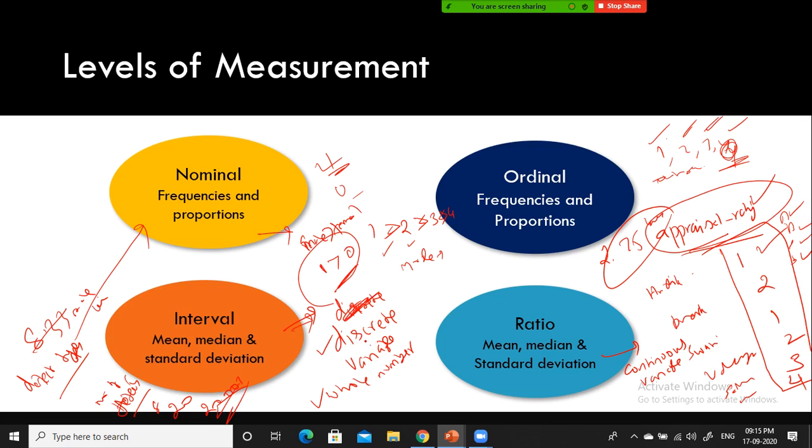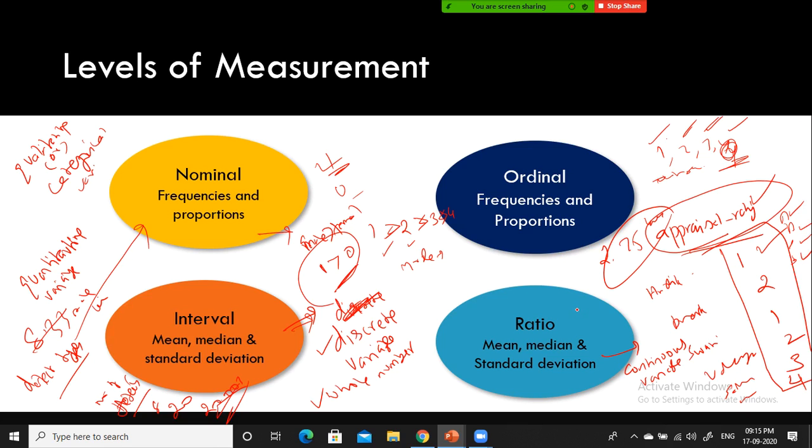It is a quantitative variable. The interval and ratio are also called quantitative variables. Both of them are called quantitative variables, and these two are called qualitative variables, or we call this a categorical variable. There is a difference between these two. In the case of ordinal, intrinsically it has some order in it. When it comes to interval, it is a whole number, whereas ratio is a continuous number.